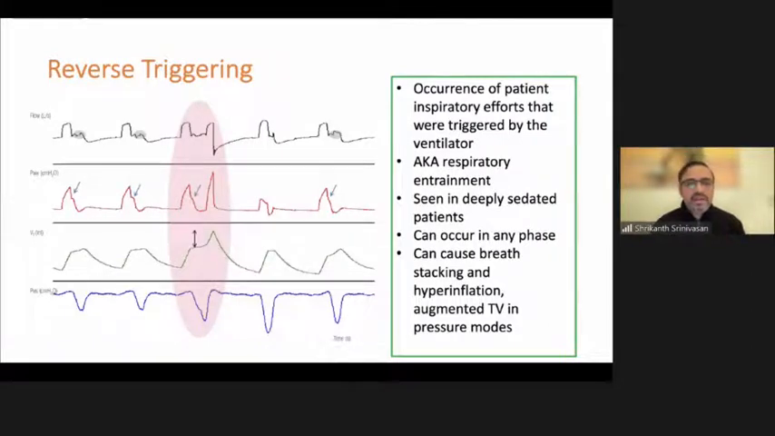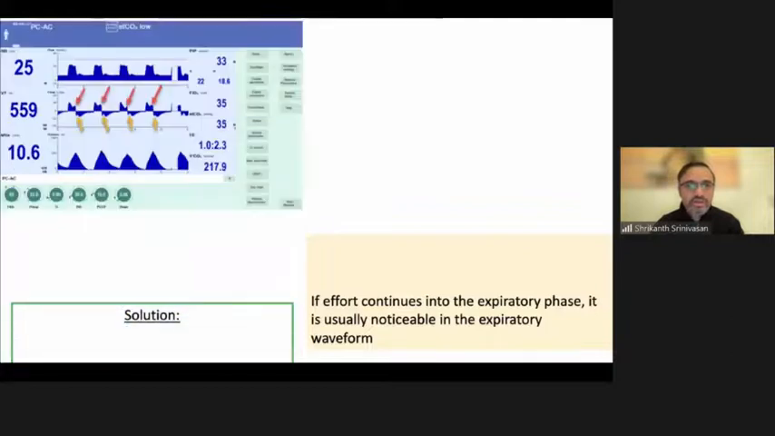This can occur at any stage or any phase of the respiratory cycle. It can occur during the inspiratory phase, much later during the inspiratory phase, or during the expiratory phase, and it will appear differently depending on which phase it actually occurs. It causes breath stacking, hyperinflation and augmentation of tidal volume. This is very well seen in a pressure mode as compared to a volume mode. I'll show you how it looks.